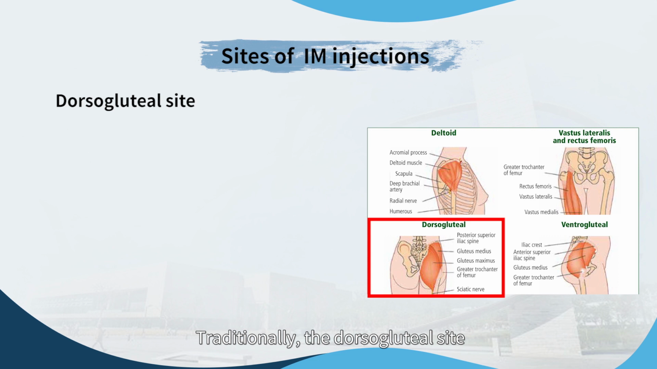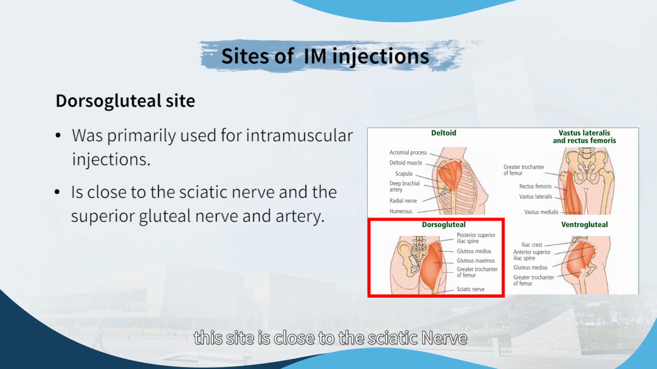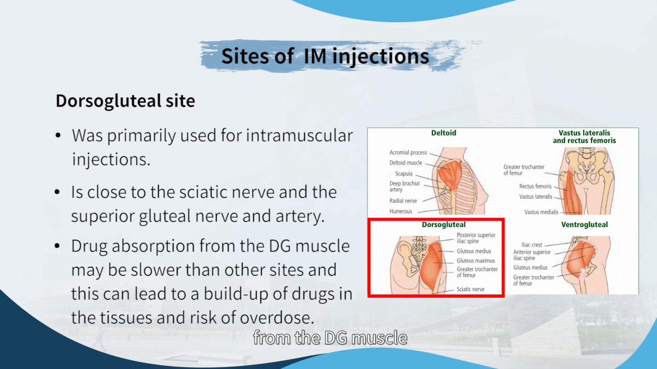Traditionally, the dorsal gluteal site was primarily used for intramuscular injection. However, this site is close to the sciatic nerve and the superior gluteal nerve and artery. In addition, drug absorption from the DG muscle may be slower than other sites, and this can lead to build-up of drugs in the tissues and the risk of overdose. In spite of this, many nurses continue to use it. In China, it is still a common site for IM.